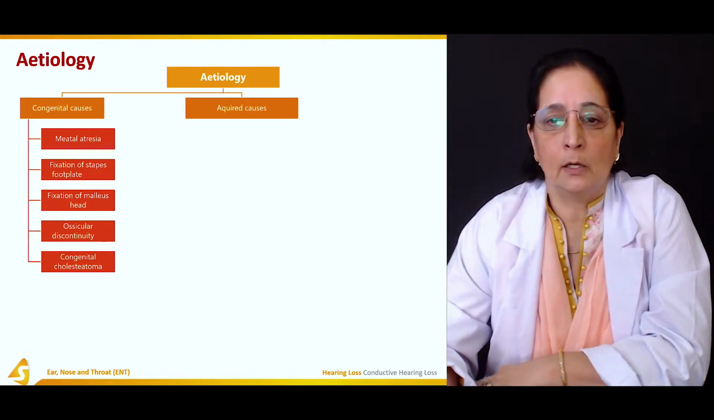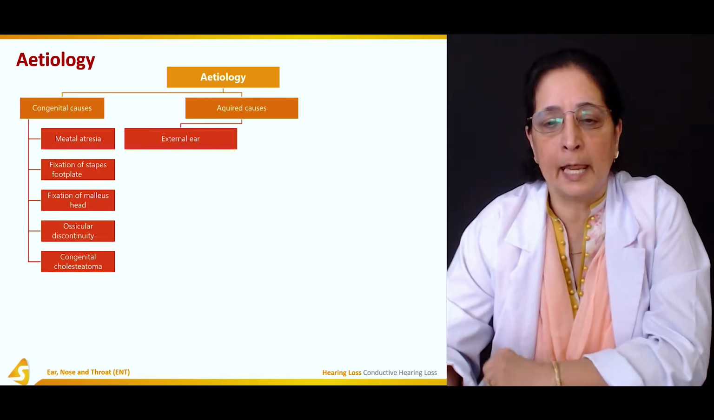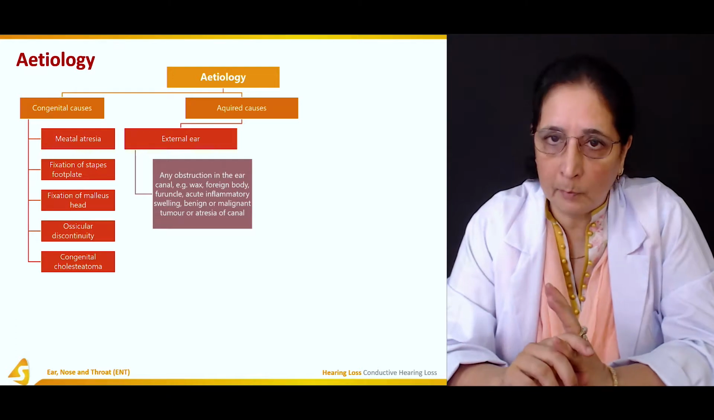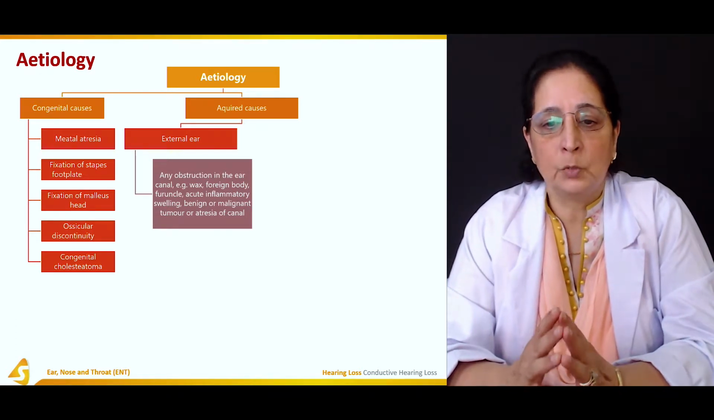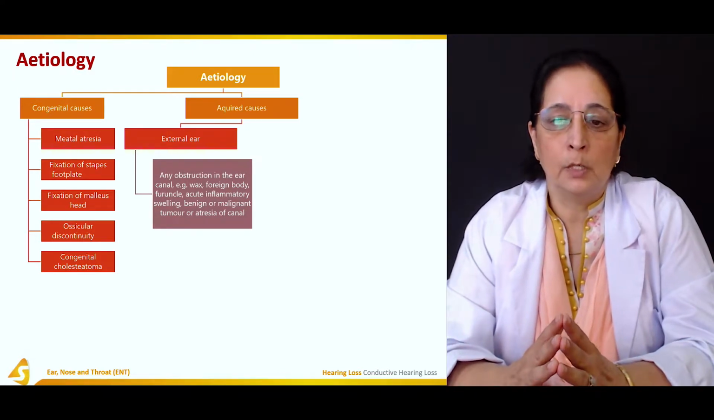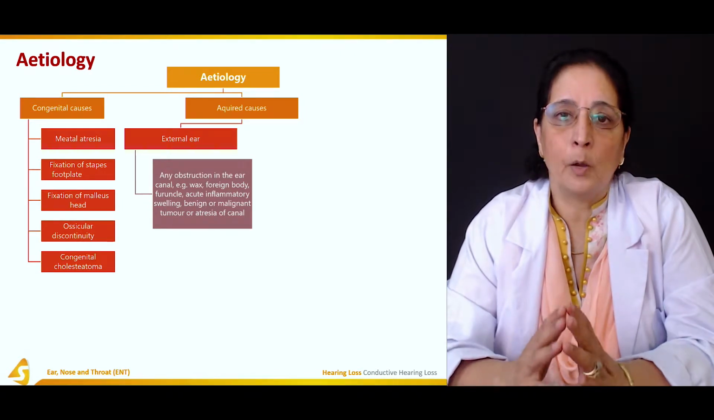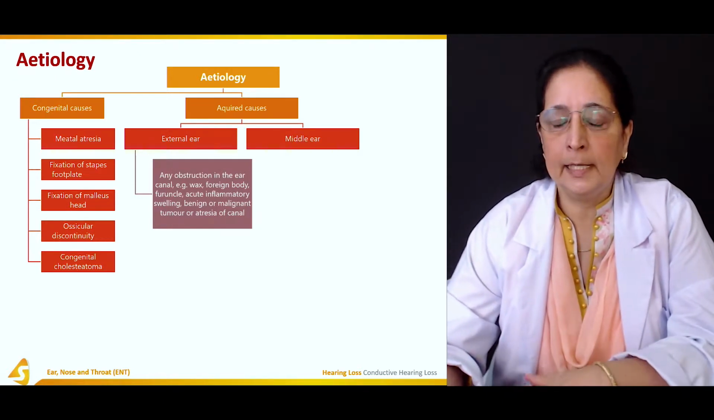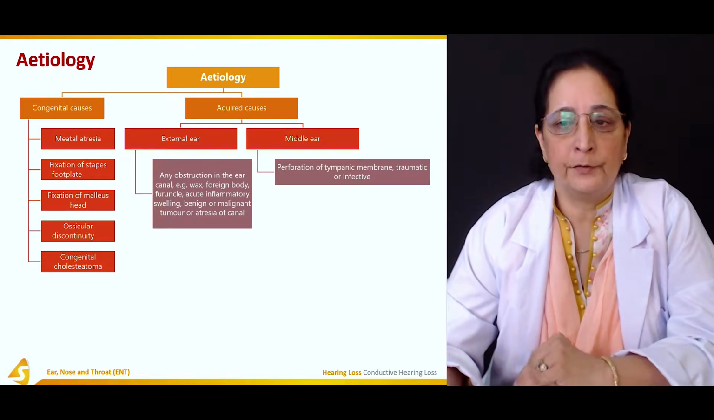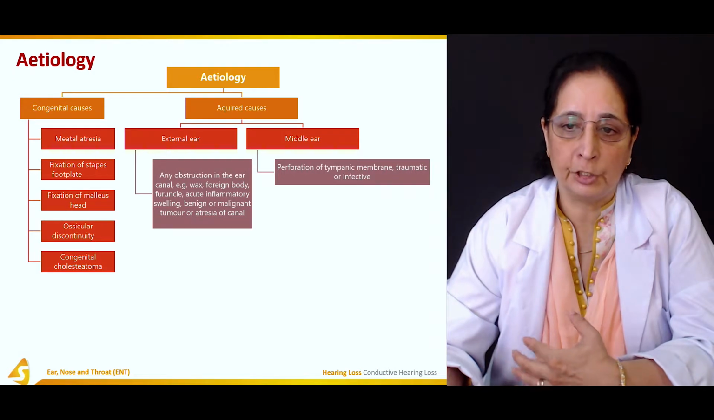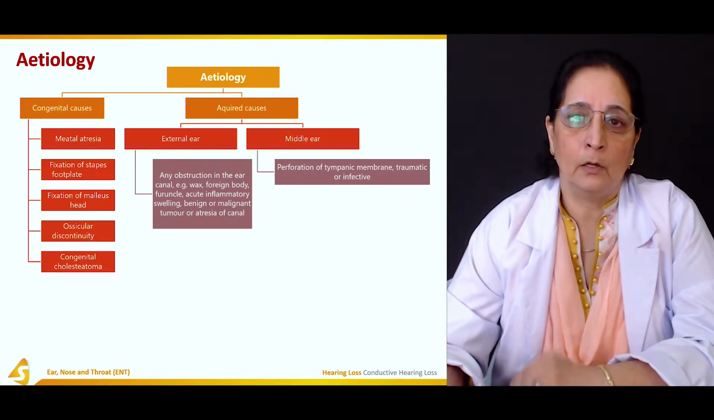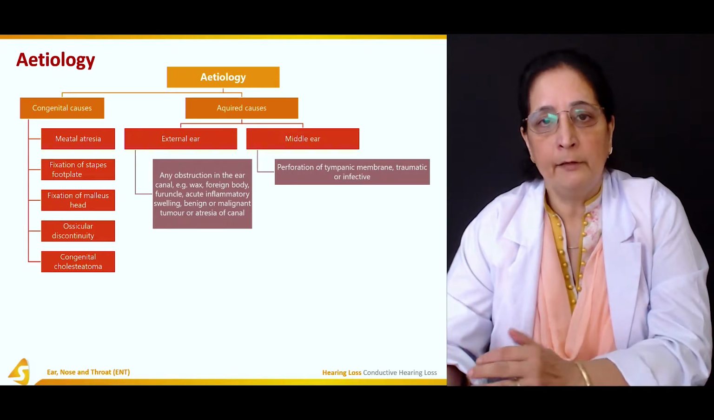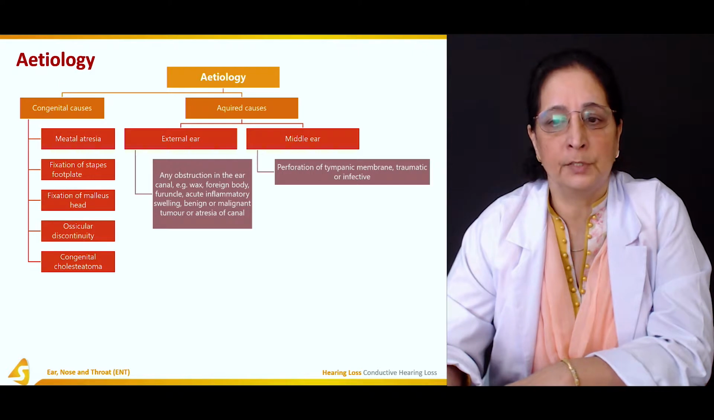Then the acquired causes of conductive hearing loss can be in the external ear. In the external ear, there is usually obstruction due to foreign body, wax, any inflammation, swelling, any benign or malignant tumor, or atresia of the canal. These are some common causes in the external ear. Then in the middle ear, there is perforation of the tympanic membrane due to trauma or infection. That's a very common cause of hearing loss: a hole in the tympanic membrane can be due to trauma, and infection is also a very common cause of perforation.